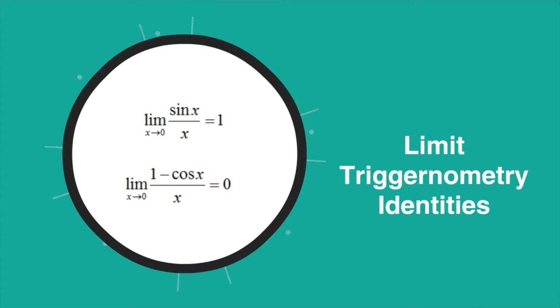Here are some handy trig identities involving limits that you should all memorize. These come in handy when you're trying to prove things or when simplifying or solving for other limits. The limit as x goes to 0 of sine of x over x is 1. The limit as x approaches 0 of 1 minus cosine x over x is 0.